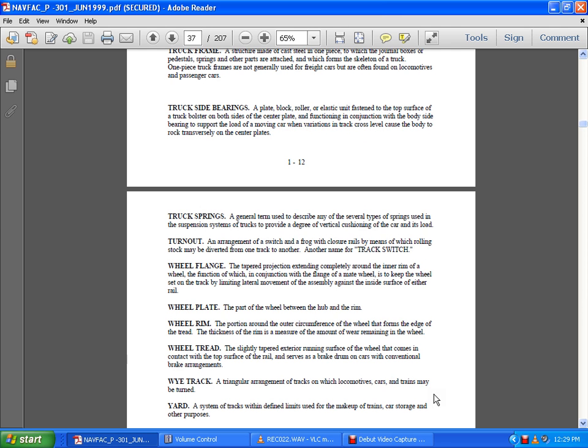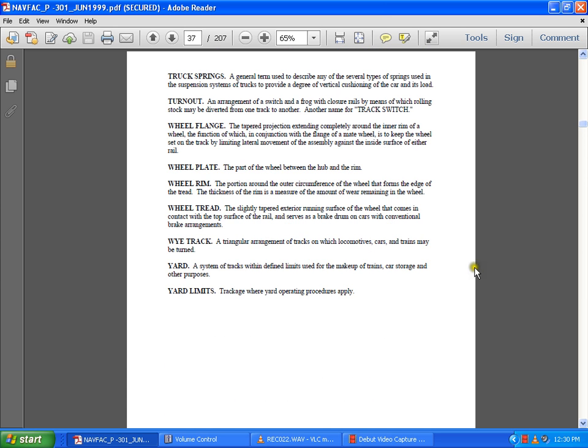The wheel tread is the portion of the outer circumference of the wheel. The thickness of the rim is the measure of the amount of wear remaining on the wheel. The wheel tread is the tapered exterior running surface that comes into contact with the top surface of the rail. It also serves as the brake drum on the cars, in the car's brake arrangement.